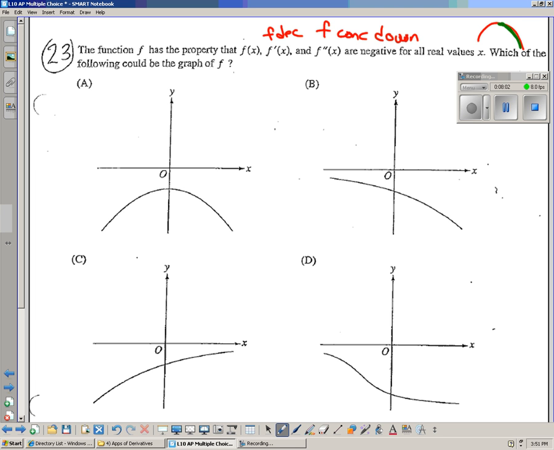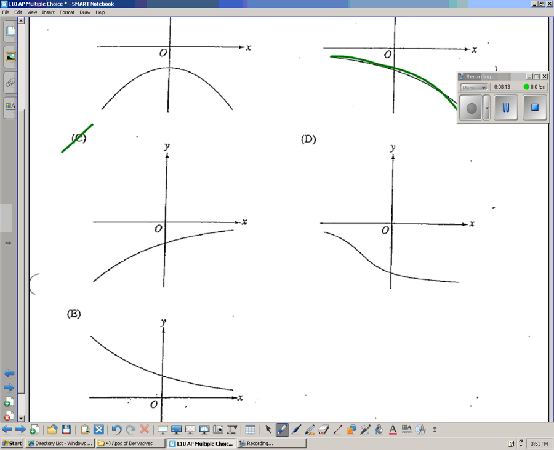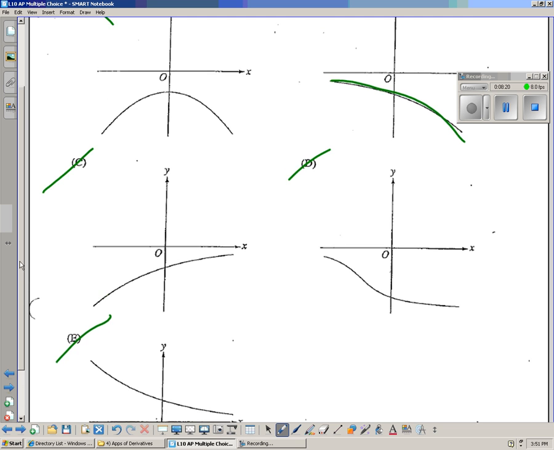And if we look, A does not satisfy that. B does. B is a sad-faced decreasing curve. C does not satisfy that. D does not satisfy that. And E does not satisfy that. So the answer is B.